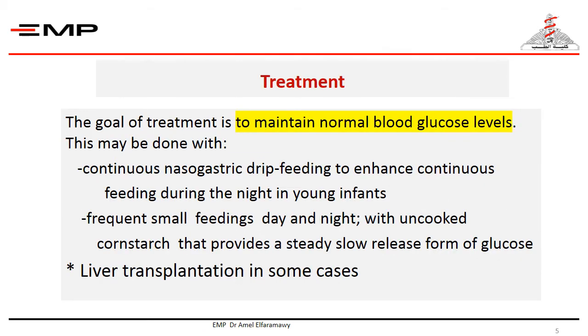The goal of treatment of glycogen storage disease is to maintain normal blood glucose level. This may be done with continuous nasogastric drip feeding to enhance continuous feeding during the night in young infants, and frequent small feedings day and night with uncooked cornstarch that provides a steady, slow-release form of glucose. Liver transplantation can be done in selected cases.